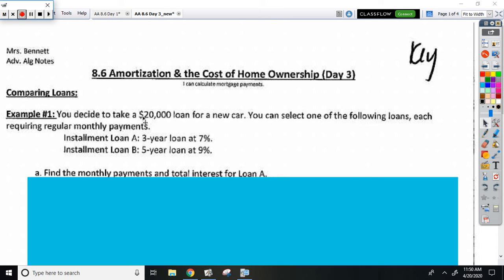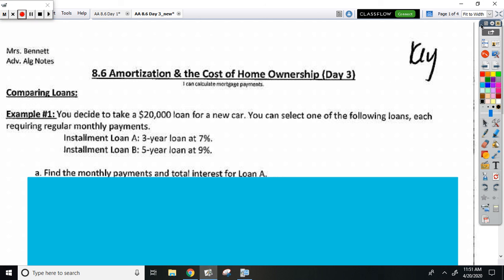So this one says you decide to take a $20,000 loan for a new car, and you can select between the following loans requiring regular monthly payments: 3 years at 7% or 5 years at 9%. So if you take the shorter loan, you're going to pay a lower interest rate, but if you take the more years, you're going to pay a higher interest rate. So let's see how the monthly payments and interest compare.